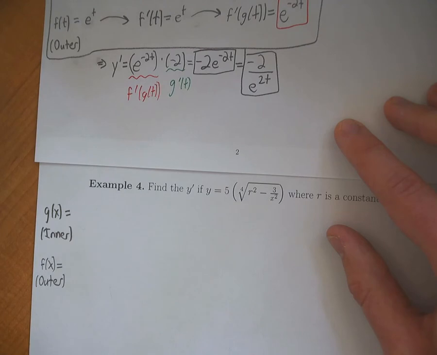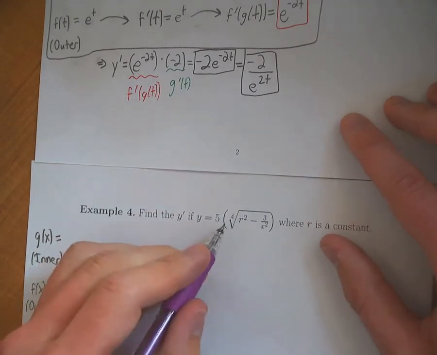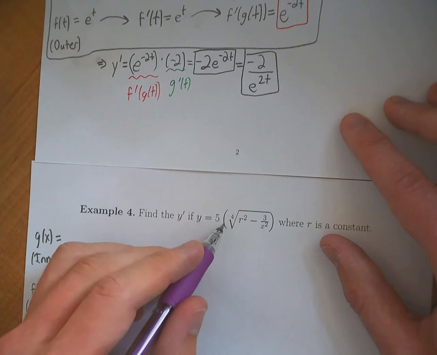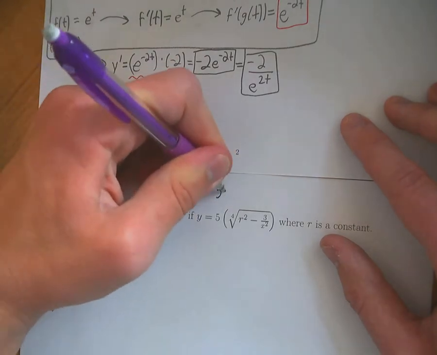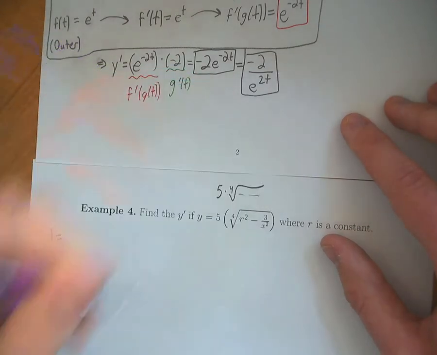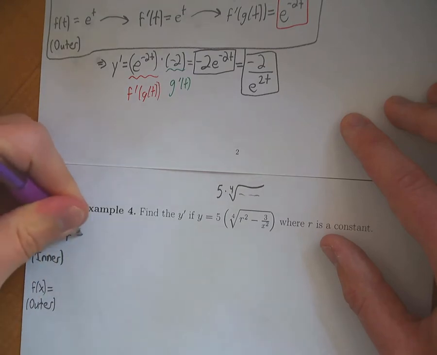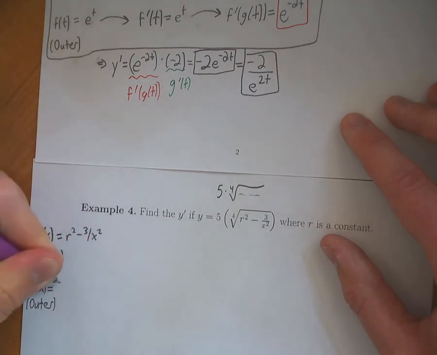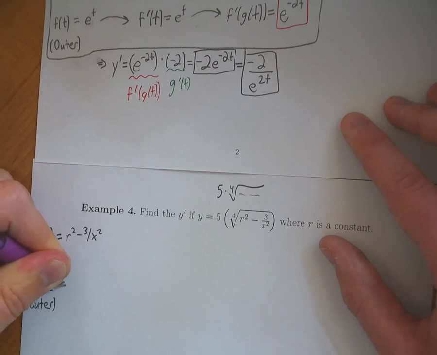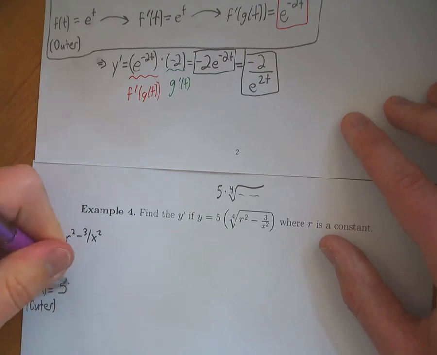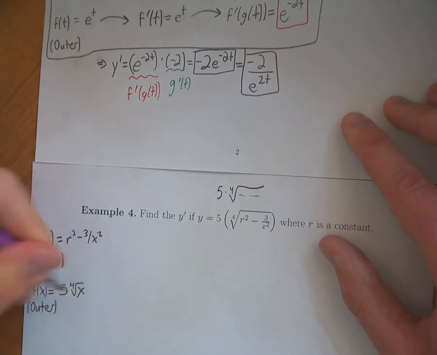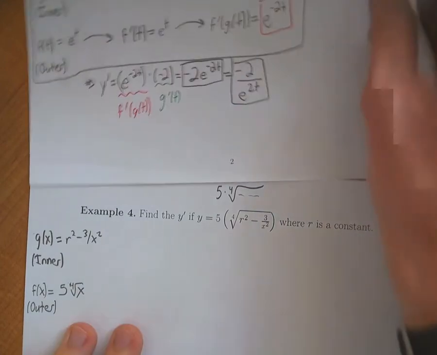Not quite. So the one reason I have parentheses here is sort of to denote the fact that we're multiplying 5 times the fourth root of dot dot dot, right? So then the inner function would be the r squared minus 3 over x squared still. Yep. But the outer function would be the fourth root. Yeah. Well, 5 times the fourth root, but yeah. So 5 times the fourth root of x would be your outer function in this case. Okay.